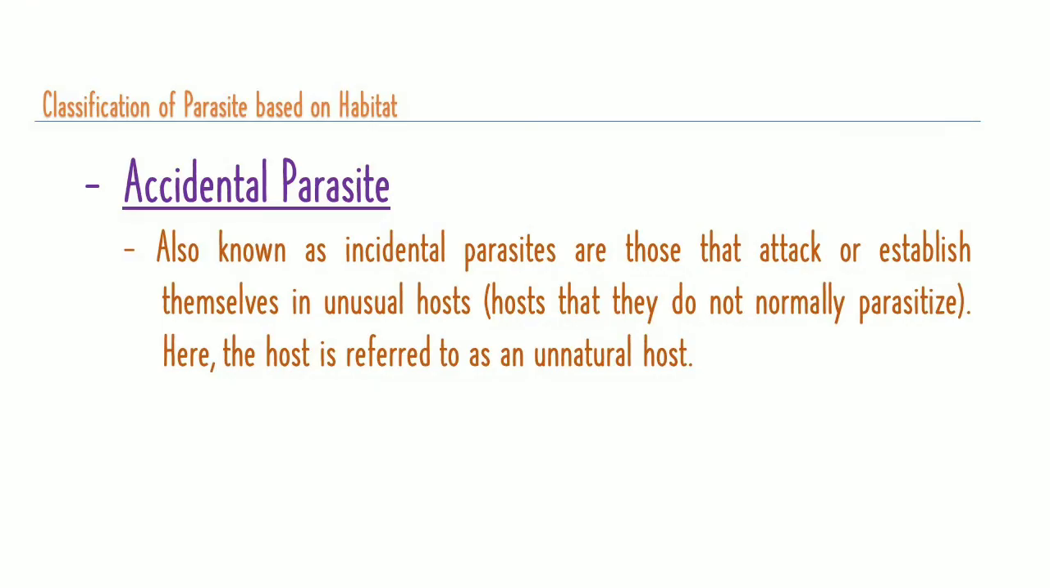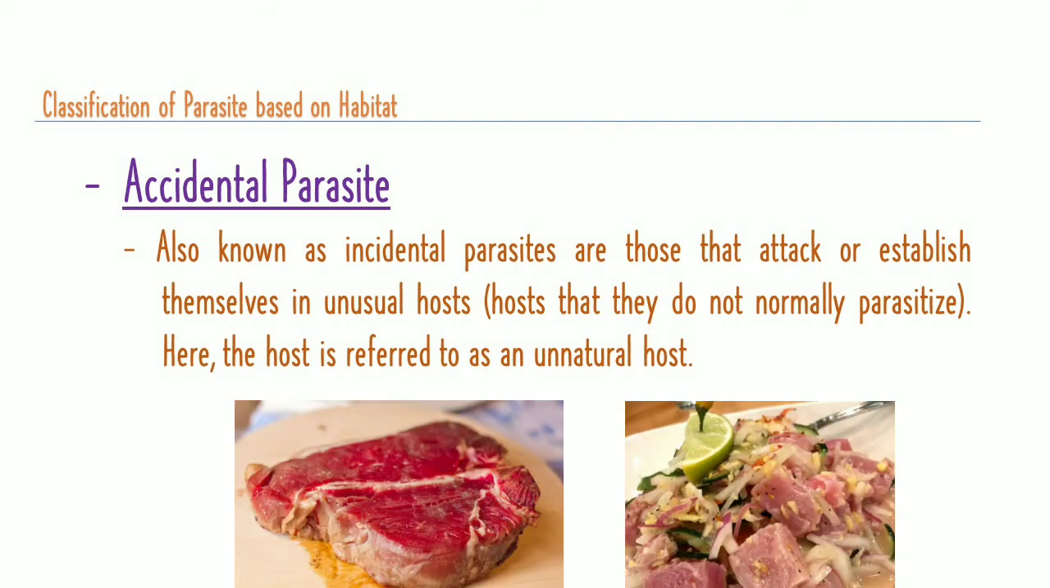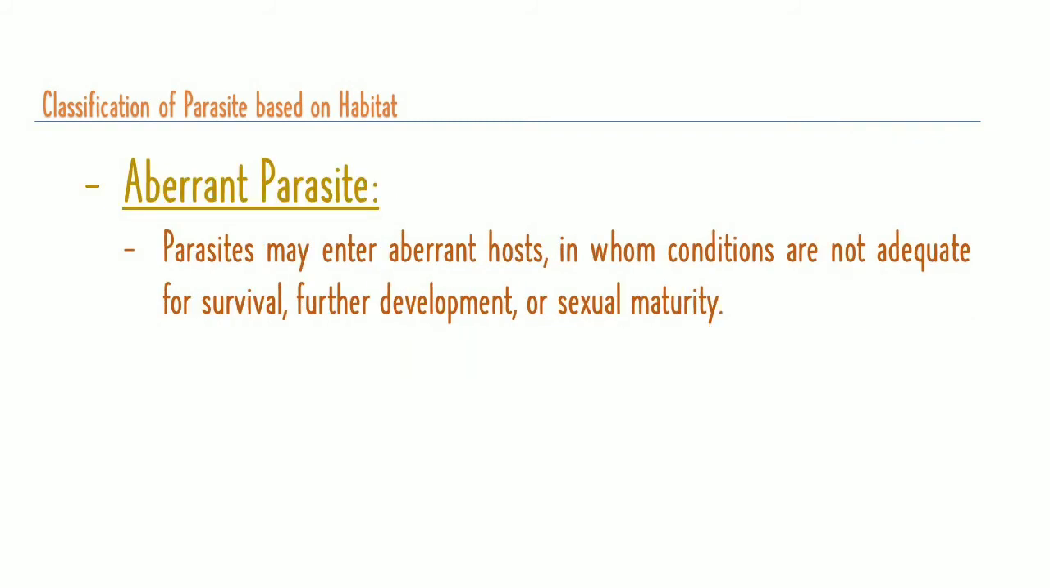Accidental parasites, also known as incidental parasites, are those that attack or establish themselves in unusual hosts that they do not normally parasitize. Here, the host is referred to as an unnatural host. An example scenario of an accidental ingested parasite is eating raw or undercooked meat from an infected animal. In that way, you ingest the larvae, which then develop into adult tapeworms in your intestine.